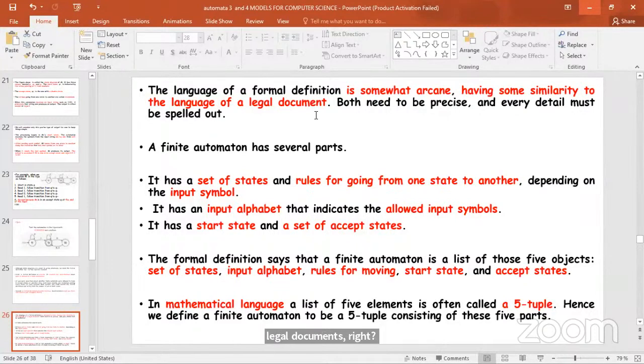So, I explained to you when we were in class that most of the judges, in pronouncing their judgments, use some elements of logic. So both need to be precise, and every detail must be spelled out. So a finite automaton has several parts. It has a set of states.